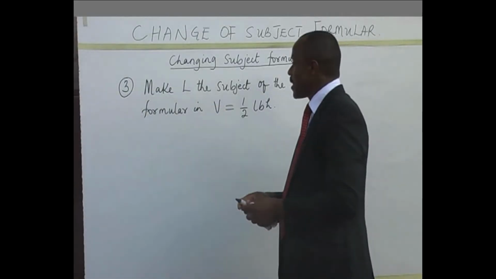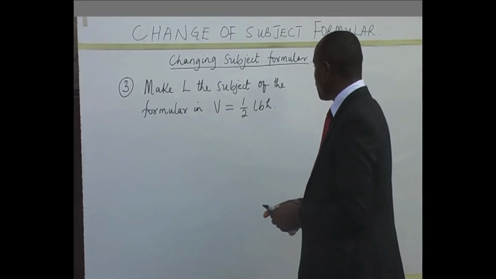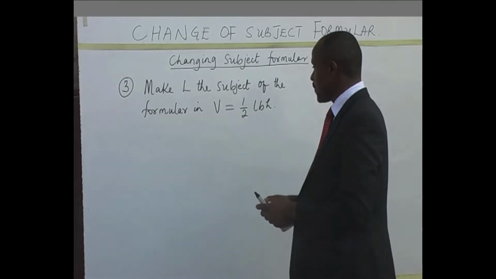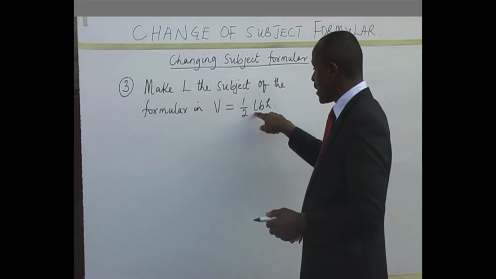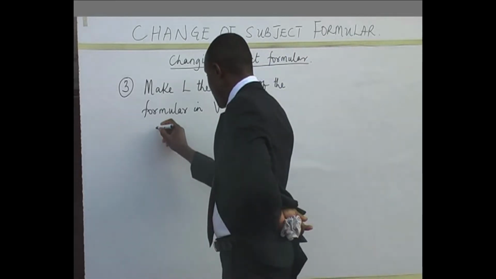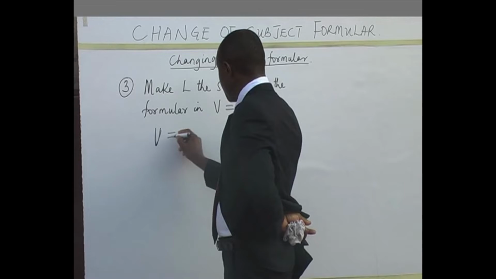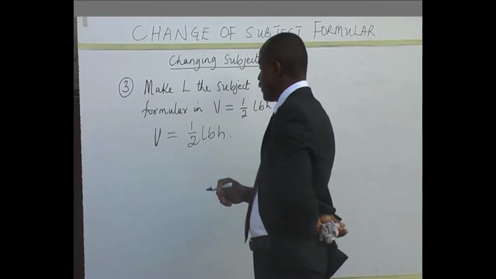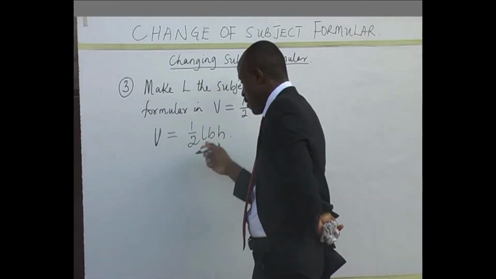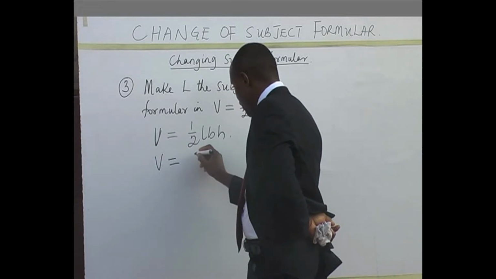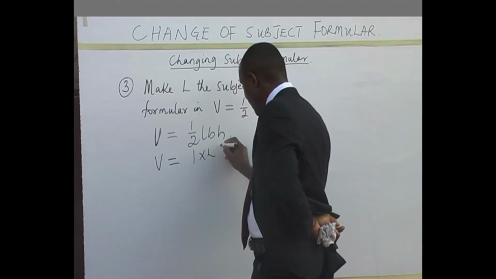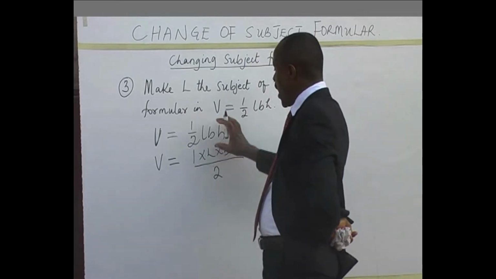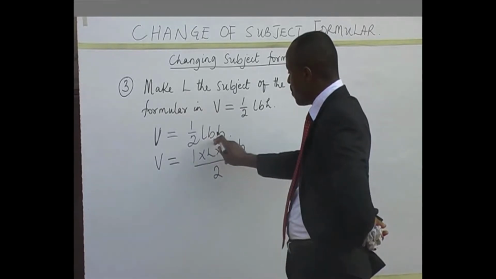This is the next question. And the question says make L the subject of the formula in V is equal to half LBH. This L should be made the subject formula. Bring out the equation. We have V is equal to 1 over 2 LBH. Write this in a fraction form. It's going to give you V is equal to 1 times L times B times H all over 2. That is the other way of writing half LBH.